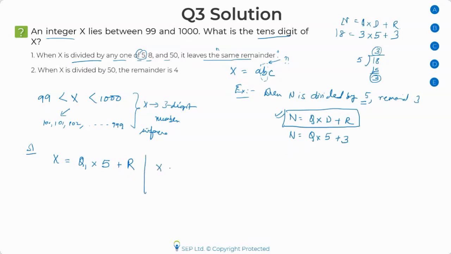The second equation would be x is equal to q2 times, the second divisor that has been given to you is 8, so you can say 8 plus r. And the third equation would be q3 times 50 plus r.